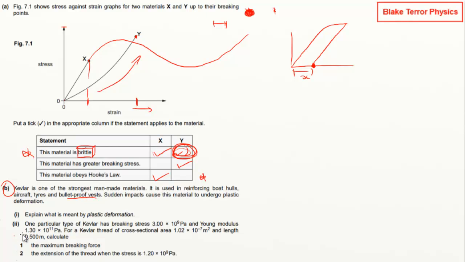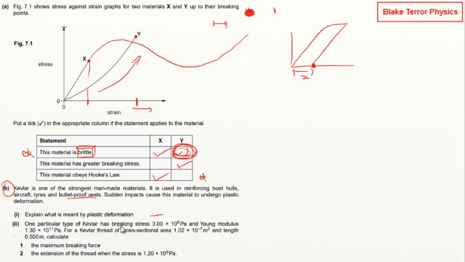Now we've got some calculations. One particular type of Kevlar has breaking stress of 3 times 10 to the 9 pascals. They've done this to 3 significant figures, which is unusual. Young's modulus of 1.3 times 10 to the 11. For a Kevlar thread of cross-sectional area, that and that. Calculate the maximum breaking force.